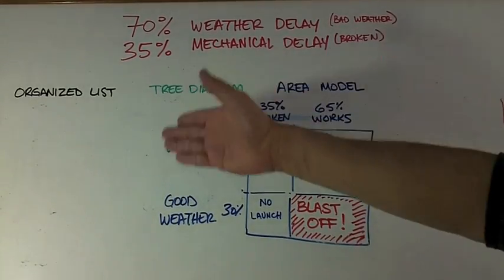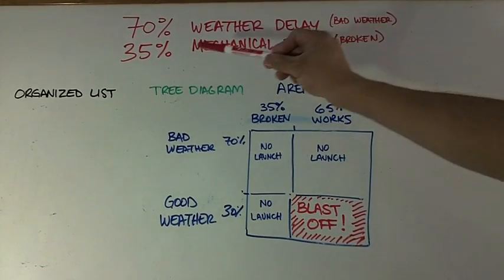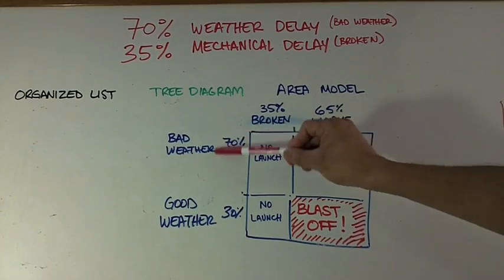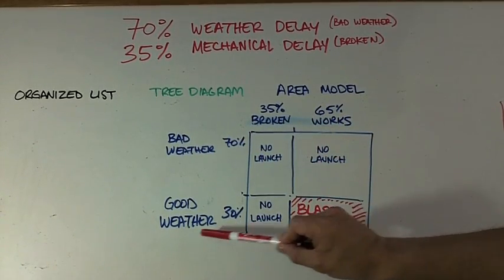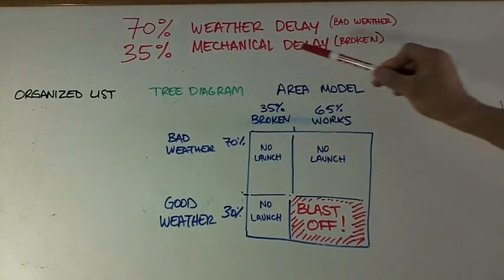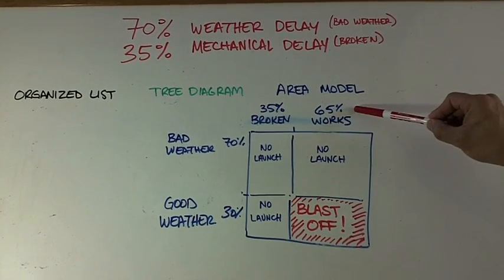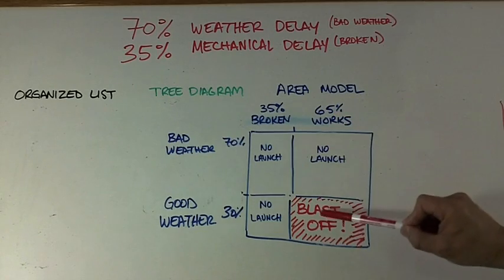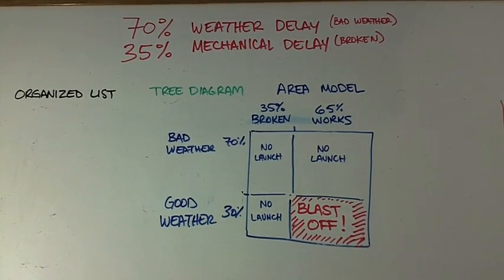So let me break it down for you here. So we have first the weather delay, which is 70%. We got that from the newscast, and that's for bad weather. So I put bad weather 70% and then good weather 30%. And then I want to make sure I add the mechanical delay from the engineers, and they said it was 35% if it's broken, 65% that everything works. So in order for you to have a blast off, you need to have it work and have good weather. Both of the conditions have to be true.